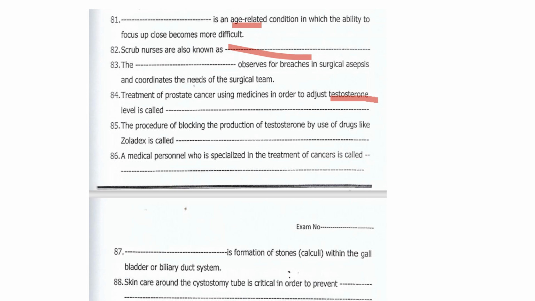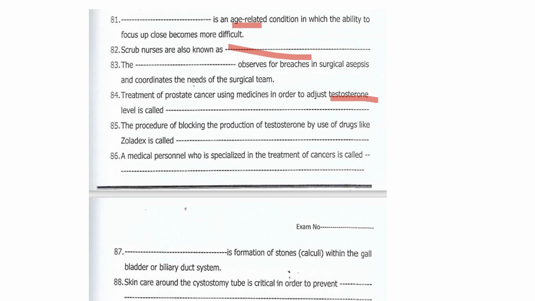Okay, we go to 86. It says a medical personnel who is specialized in the treatment of cancer is called, this is self-explanatory, friends, the oncologist.